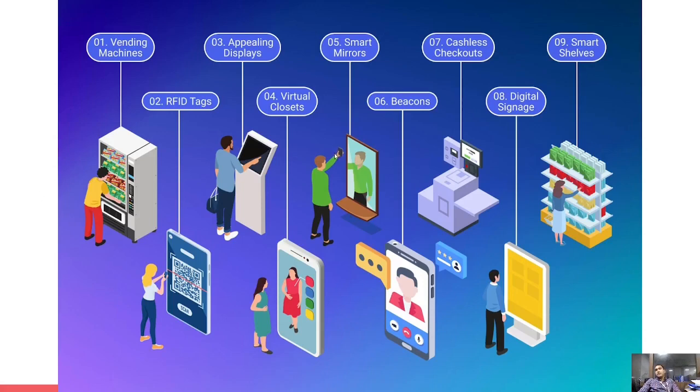Similarly, another application is smart vending machines, like in this case. We can have sensors in these smart vending machines to monitor their operation, and they can send the data to the cloud, which can be used for predictive maintenance. So these are some of the major applications of Internet of Things in retail.